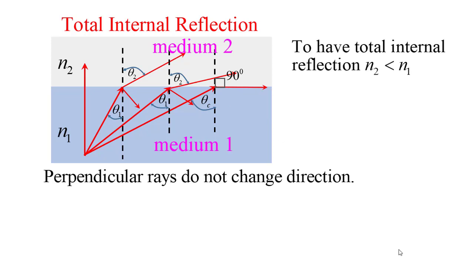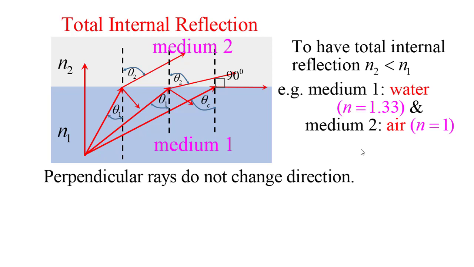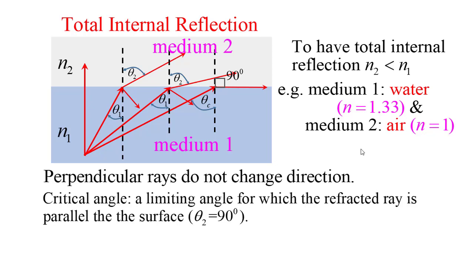To have total internal reflection, one very important condition is that n2 must be less than n1. For example, medium 1 can be water and medium 2 can be air. The refractive index of the second medium must be lower than the refractive index of the first medium. For example, medium 1 can be water, having a refractive index of 1.33, and the second medium can be air, refractive index 1. The critical angle is a limiting angle for which the refracted ray is parallel to the surface, that is, theta 2 is equal to 90 degrees.